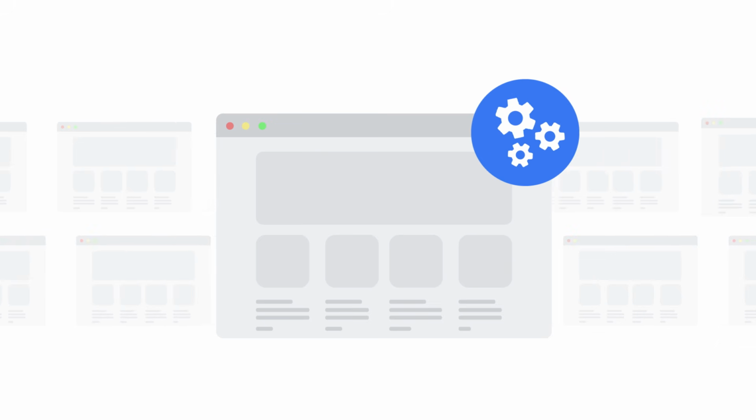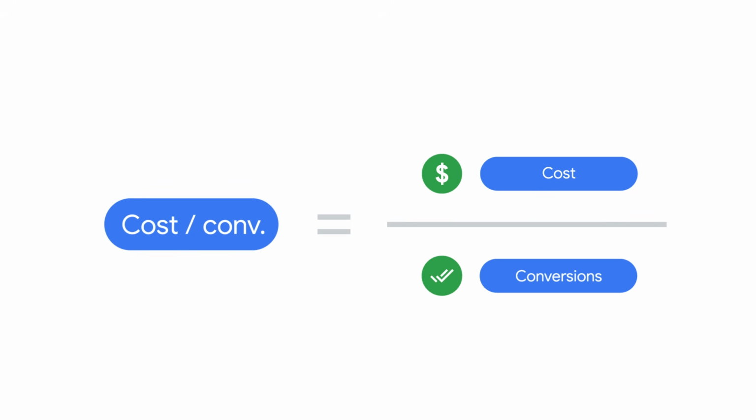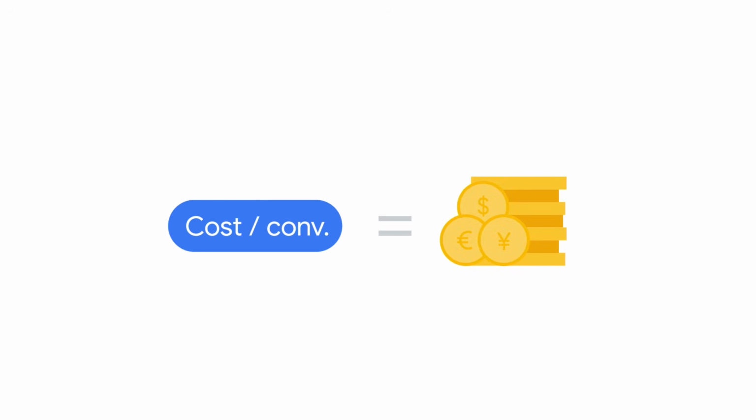Testing different landing pages and comparing their conversion rates can help you understand which user experience is easier or more attractive to your customers. You can then take these learnings and replicate them on other landing pages. Cost per conversion is the cost divided by the number of conversions. Knowing the average cost per conversion will allow you to understand your return on investment from Google Ads.